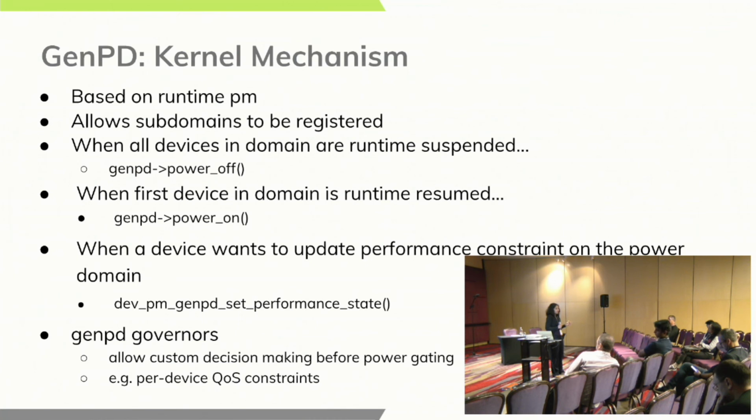Similarly, if a single device in the power domain requests to be runtime resumed, the framework knows that the power domain also needs to be turned on, and the runtime framework issues the command to turn on the power domain. And these calls into power on and power off come into the platform-specific power on and power off, which were registered here, and that is where the platform-specific code resides. Whatever your platform needs to do to turn on and turn off the power domain needs to be done there.